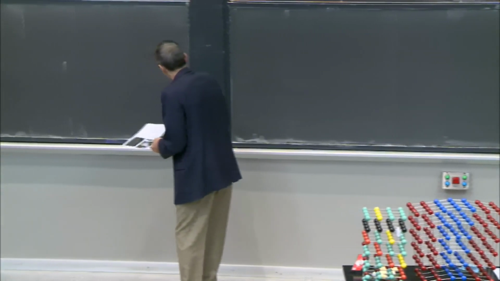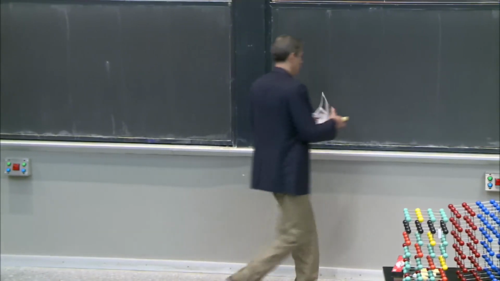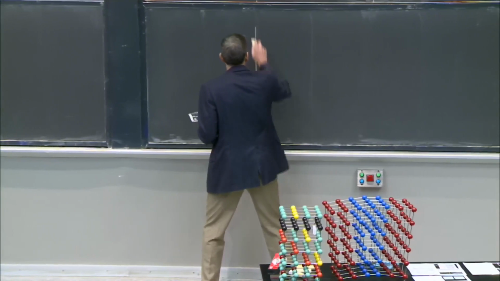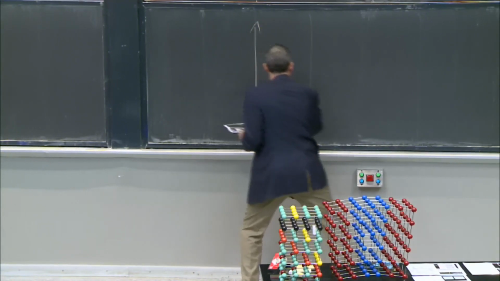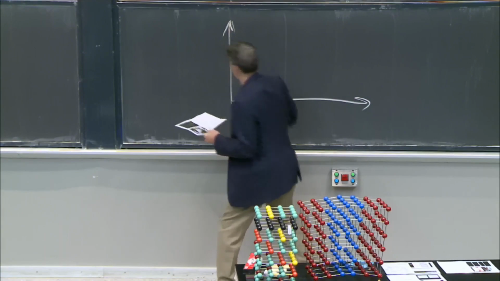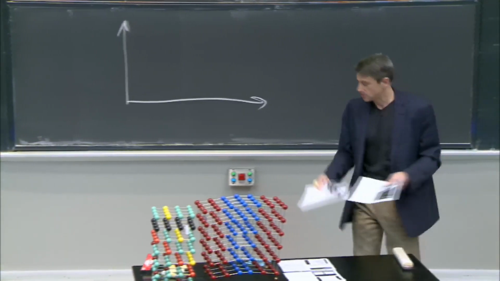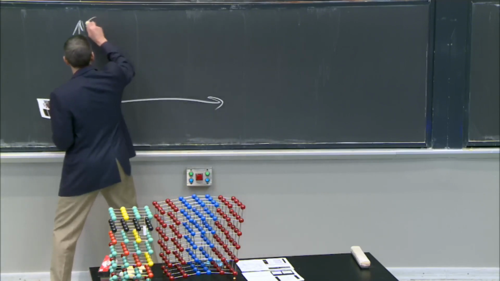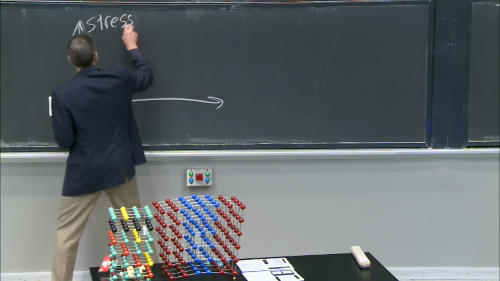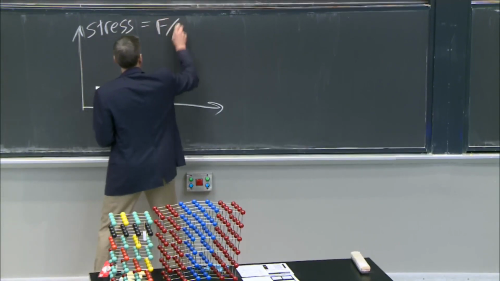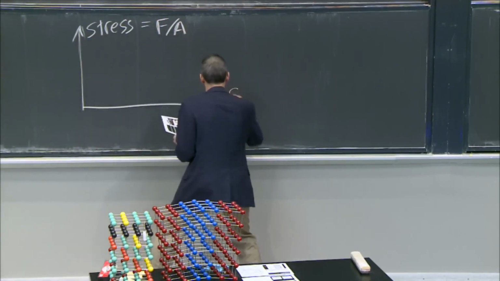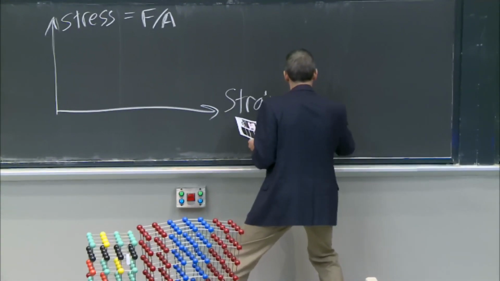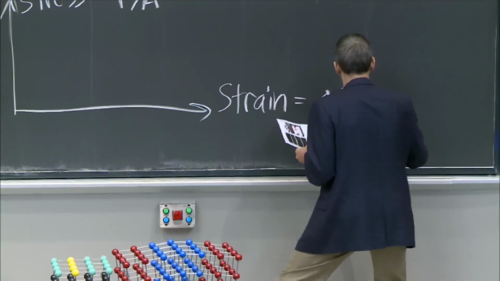Now that is an important graph, and it's so important that I really want you guys to understand this graph, because it is the way that mechanical properties of materials are first often analyzed, and it's a plot of the stress, which is equal to the force per area, versus the strain, which is equal to the change in the length divided by the original length.